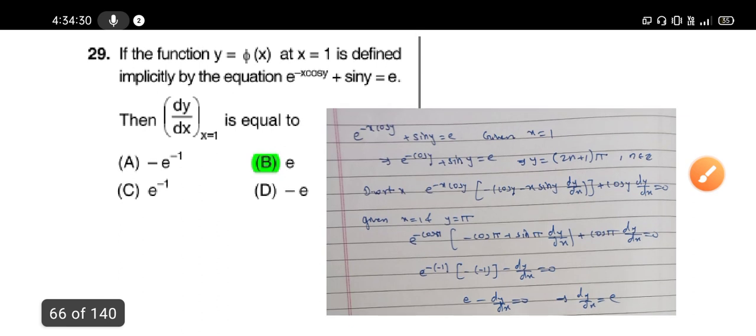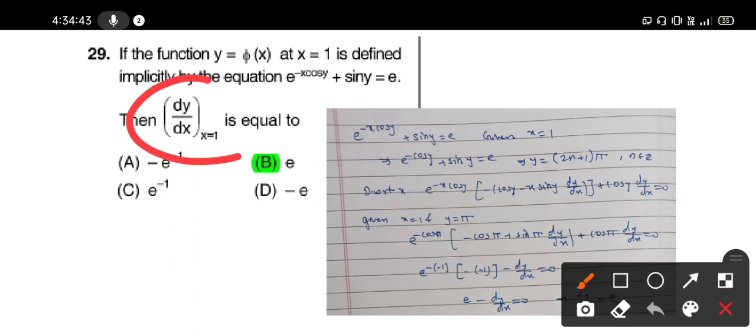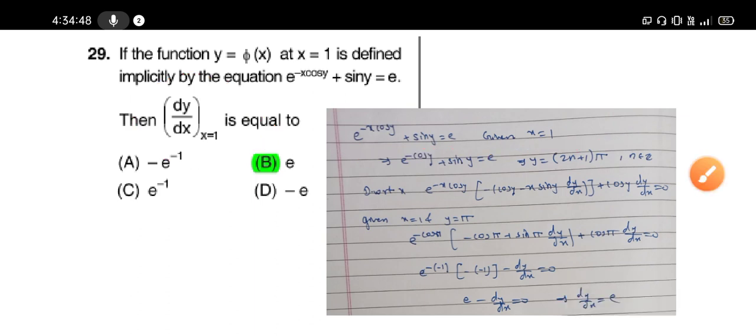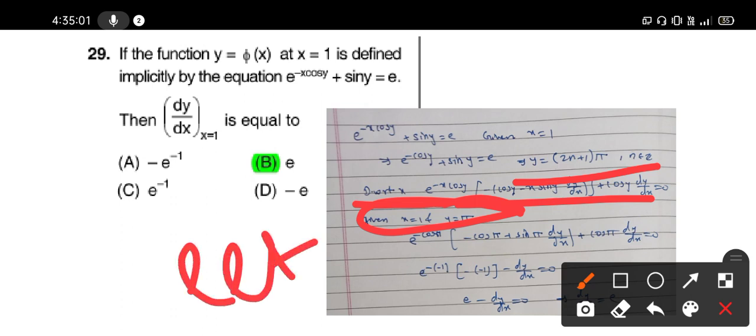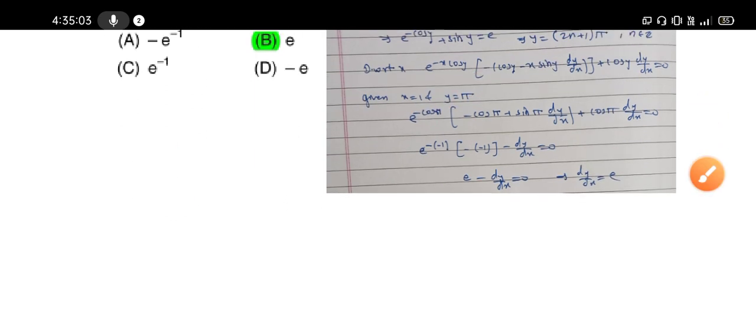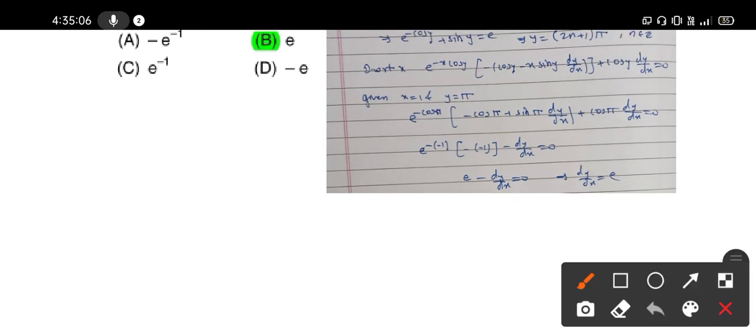Next question, the function y is equal to phi of x at x is equal to 1 is defined implicitly by the equation e raised to minus x cos y plus sin y equal to e, and find dy by dx at x is equal to 1. Put x is equal to 1 and y is equal to (2n plus 1) pi, differentiate with respect to x. Finally we get, put x is equal to 1, y is equal to pi, and finally dy by dx is equal to e. So option B is correct.